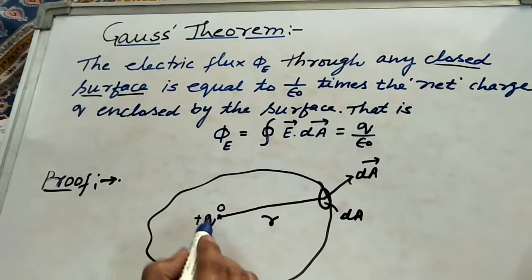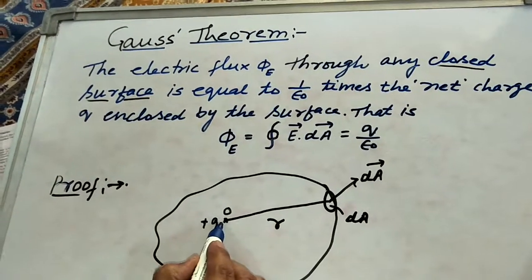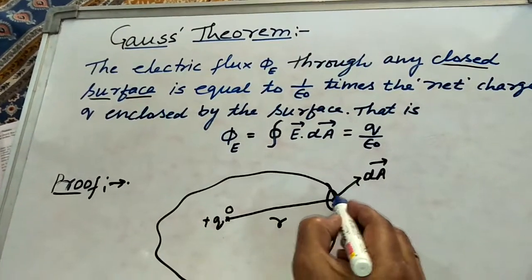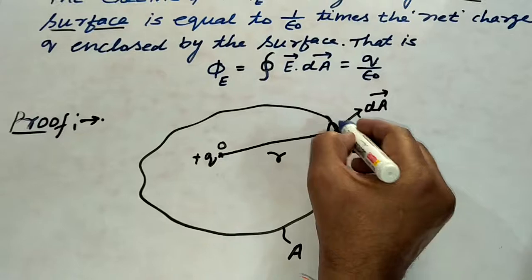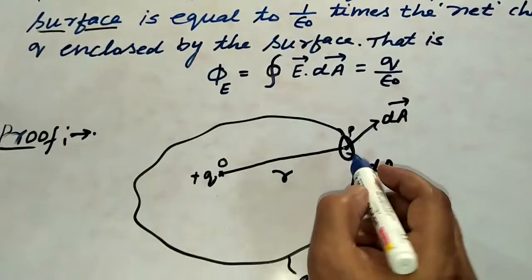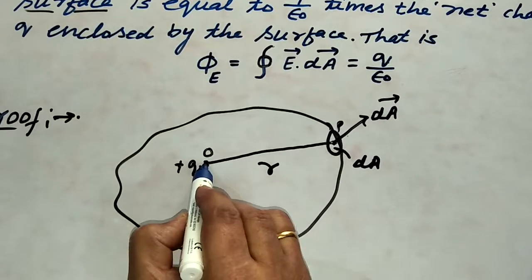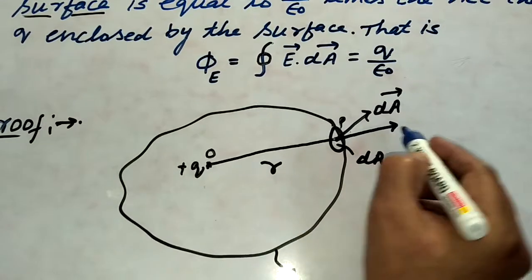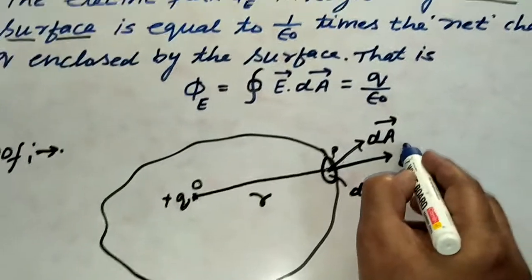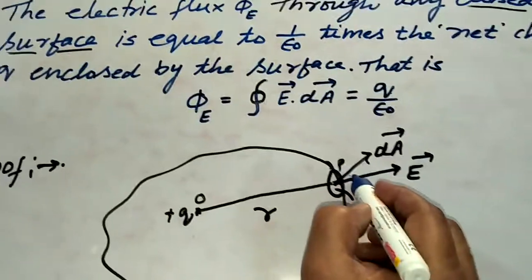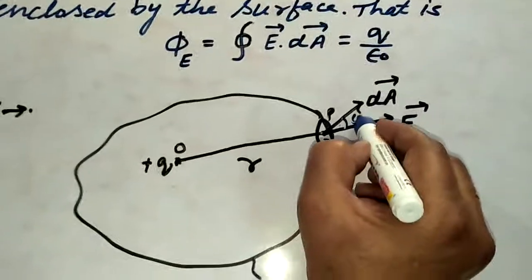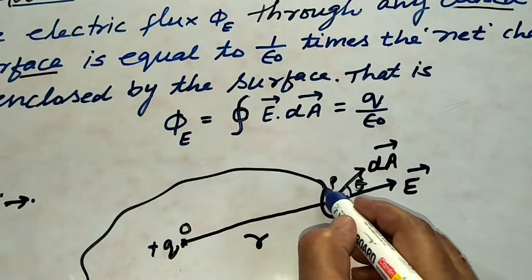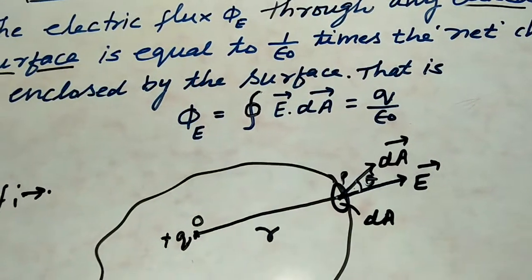And due to this charge plus q, suppose the electric field at this point, suppose this point is P, the electric field due to this charge plus q at point P is, suppose, along this one, and this electric field is E.